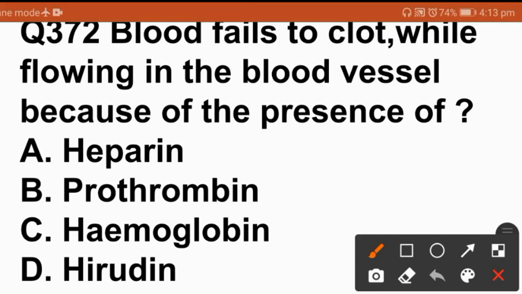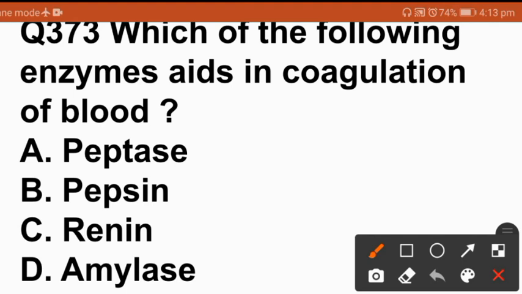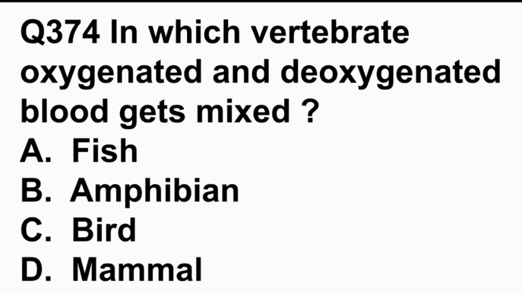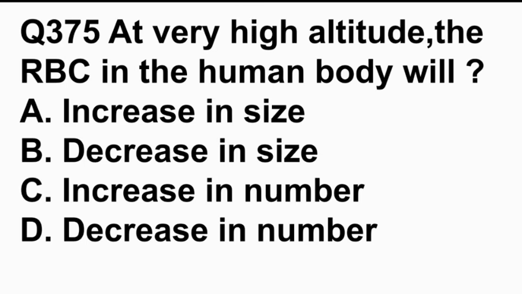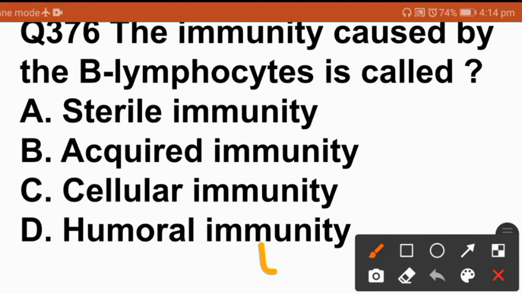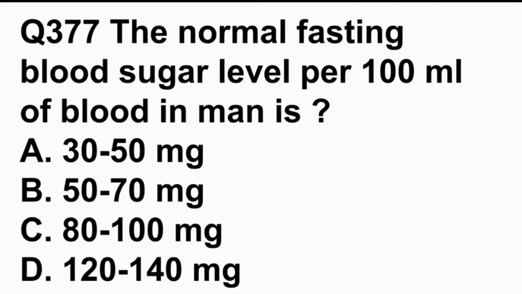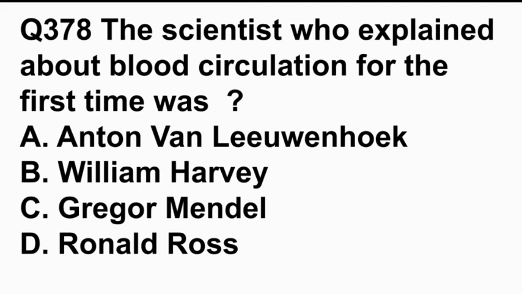Blood fails to clot while flowing in the blood vessel because of the presence of A. Heparin. Which of the following enzymes aids in coagulation of blood? B. Pepsin. In which vertebrate oxygenated and deoxygenated blood gets mixed? B. Amphibian. At very high altitude, the RBC in the human body will C. Increase in number. The immunity caused by the B. Lymphocytes is called D. Humoral immunity.